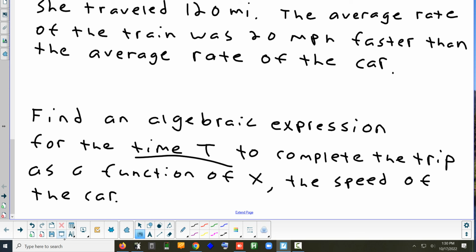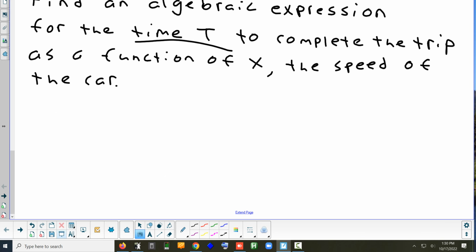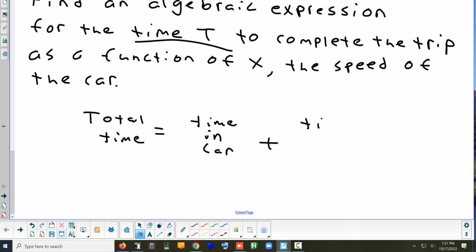Yeah, you would add them, right? You'd add the 2 times together. So let's just write down the idea of what we're going to do first. So the total time equals, what's the first mode of transportation that she uses? The car. So we need the time in the car. That's part of her trip. And where does she spend the other part of her trip? On the train. So we need the time on the train.